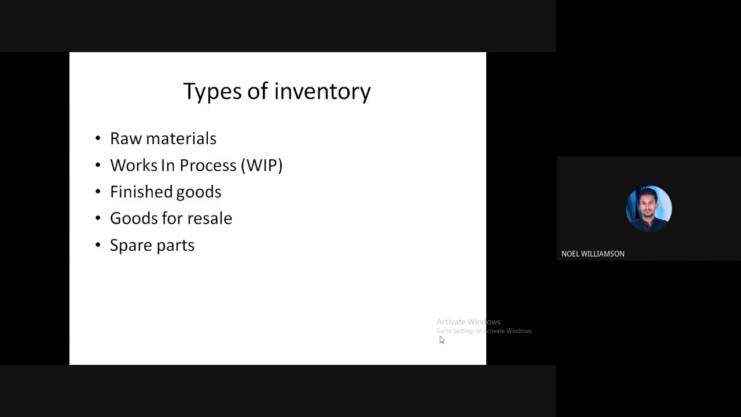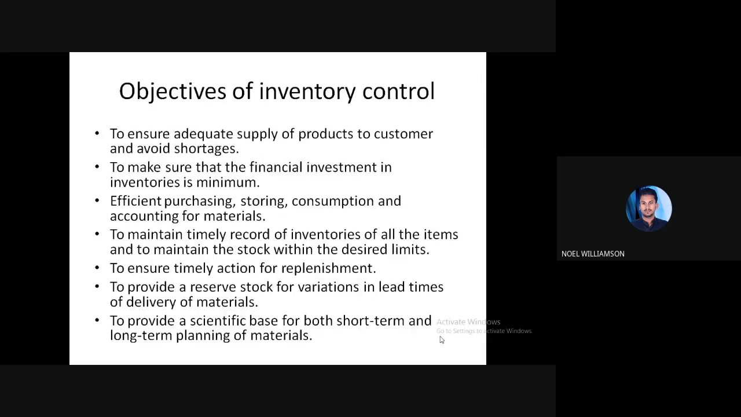Now coming to the objective, or the aim, of inventory control. What are the aims of inventory control? First of all, to ensure adequate supply of products to the customer and avoid shortages. This is the main need of inventory. Why should we keep an inventory?